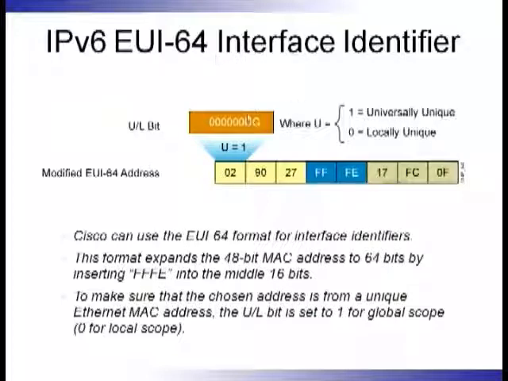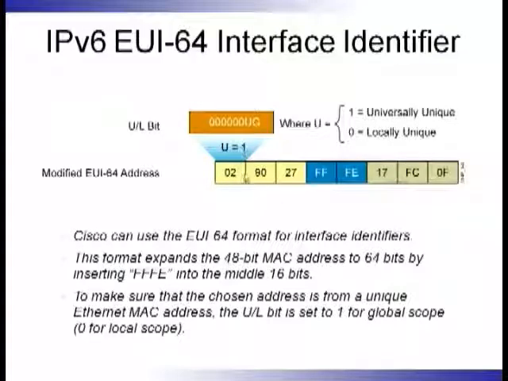Now, the EUI64 interface identifier is basically, here's my MAC address, here's the first 3 bytes, here's the last 3 bytes. It actually inserts an FE in here, and so now we have what? 8 bytes. So it's a modified EUI64 address. So instead of 6 bytes, it's 8 bytes. Now, we can use this for interface identifiers and it expands the typical 48-bit MAC address to 64 bits by inserting FE into the middle, 16 bits. This is to make sure that the chosen address is from a unique Ethernet MAC address.